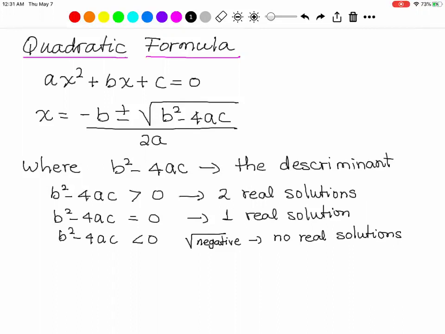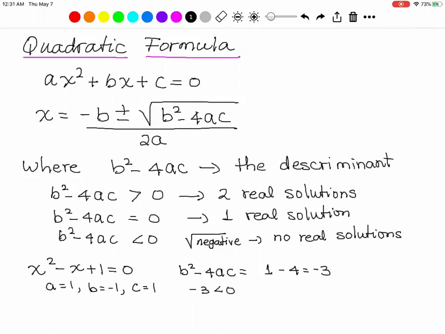For example, if I told you, tell me the kinds of solutions that x squared minus x plus 1 equal to 0 has. Here a is equal to 1, b is equal to minus 1, c is equal to 1. Then b square minus 4ac is equal to 1 minus 4 equal to minus 3. And given that minus 3 is less than 0, you can conclude that there are no real solutions for that equation.